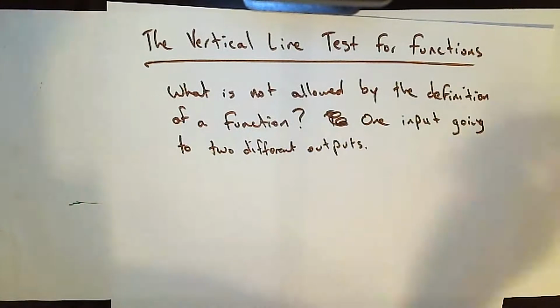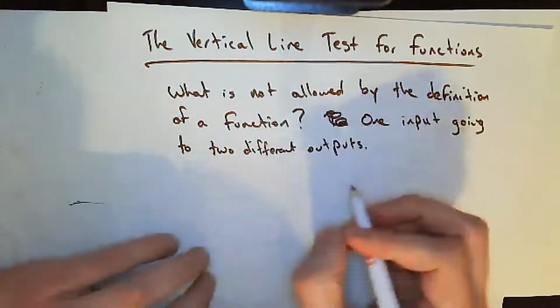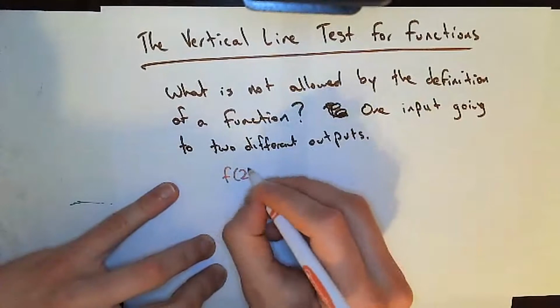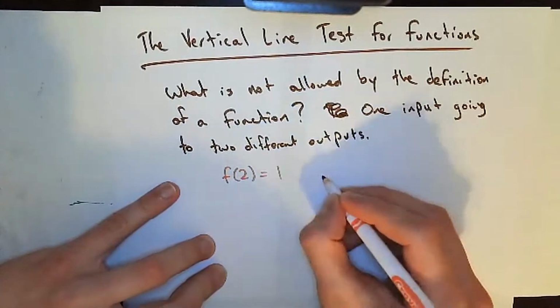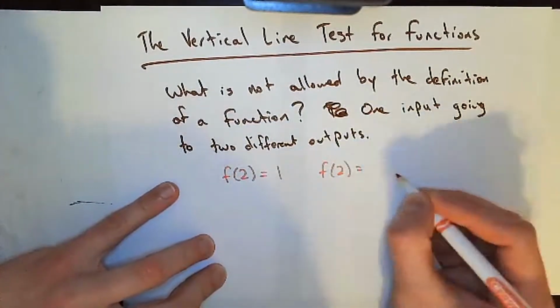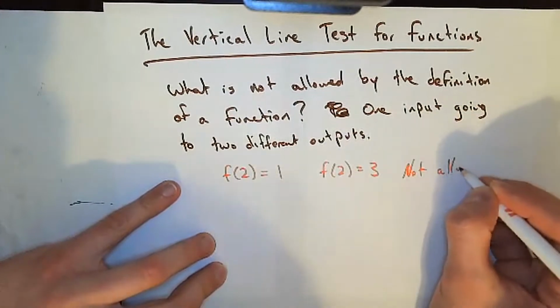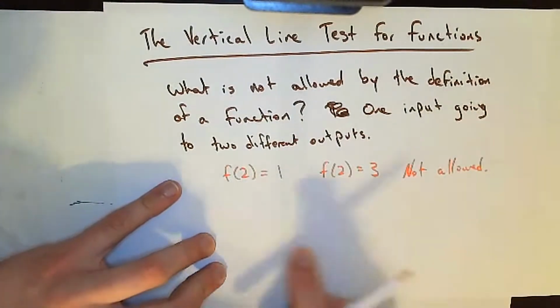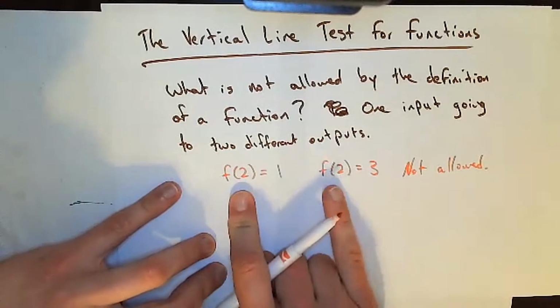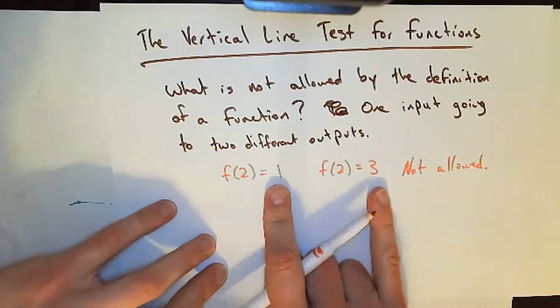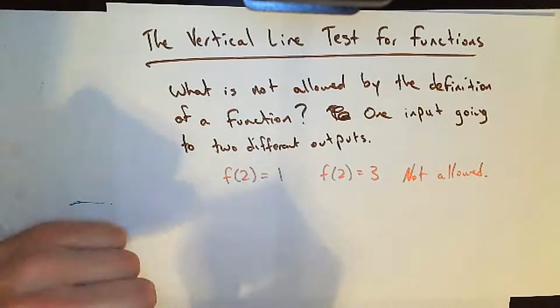That's what's not allowed. One input going to two different outputs. Like for example, f of 2 equals 1 and f of 2 equals 3. That's not allowed. Why? Because that's one input, namely the 2, going to two different outputs. Not allowed.